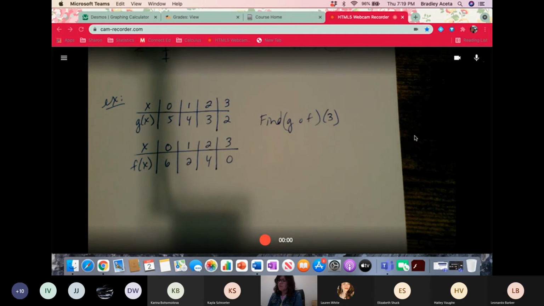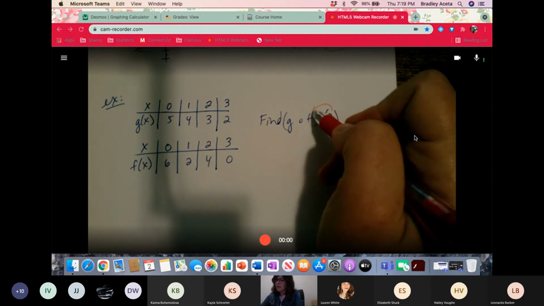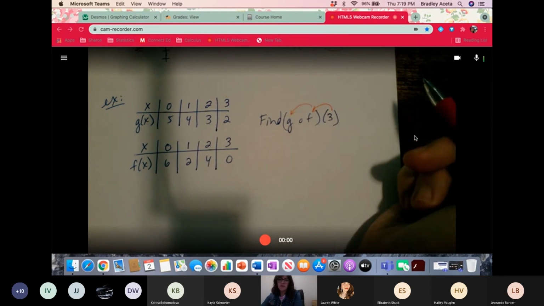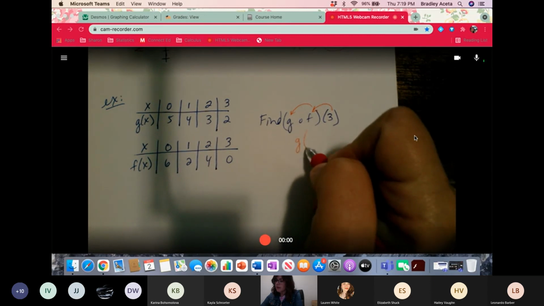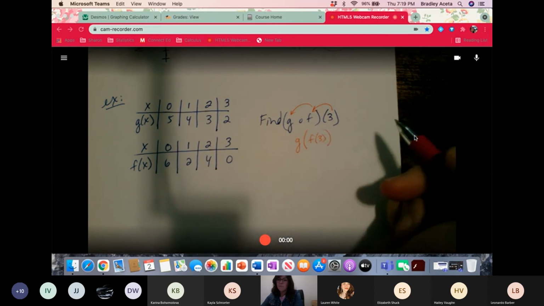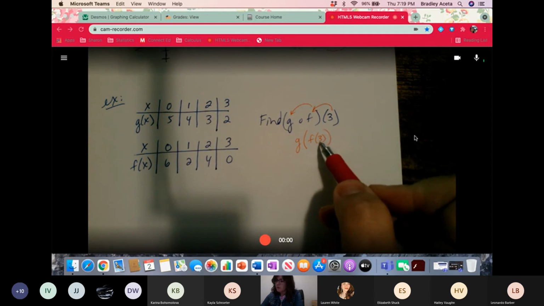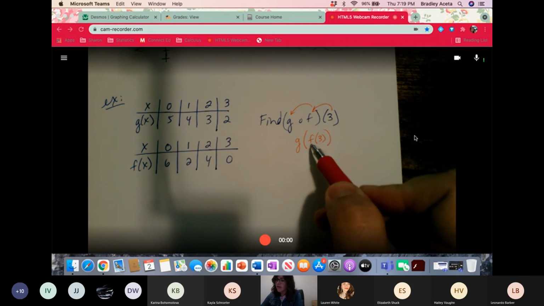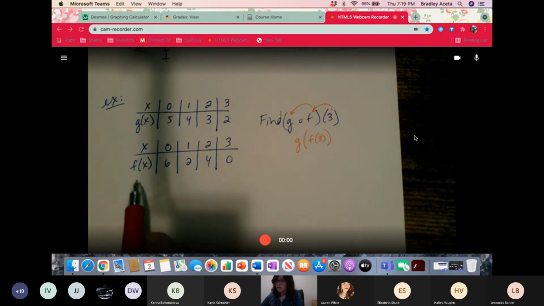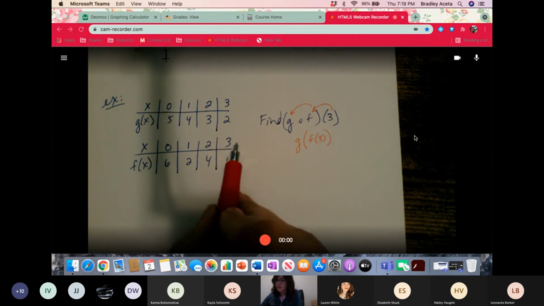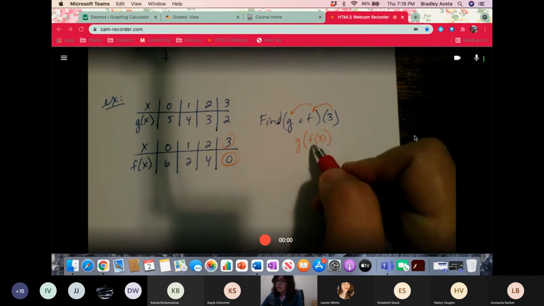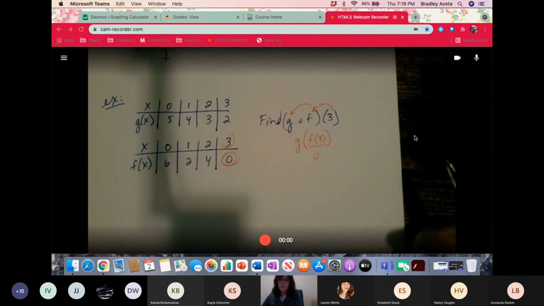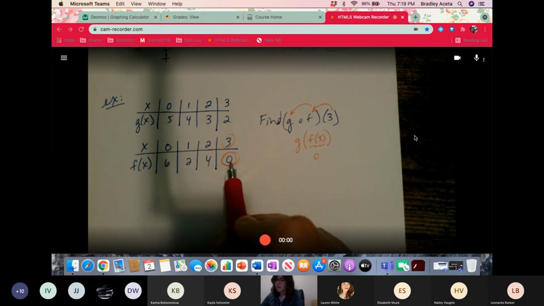Okay. So again, I want to find the f of 3 first and then plug that answer in and find the g. Again, I like to write it like this. I want the g of the f of 3. So I'm going to go to 3 on my x of the f function first. Here's the f function. Here's 3 of my x. But you choose the y value. So this right here would be 0. The f of 3 is 0.